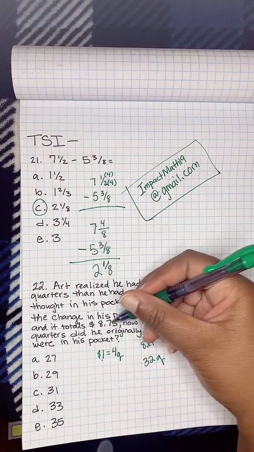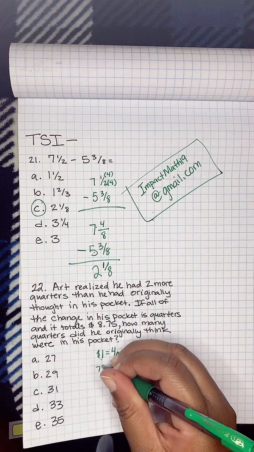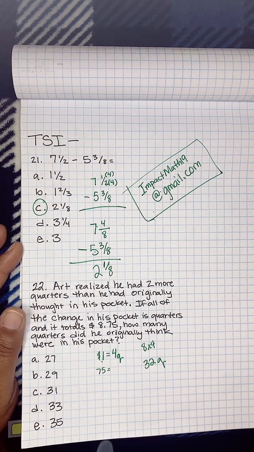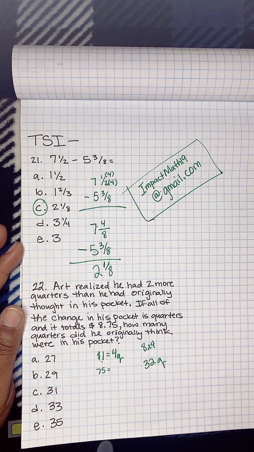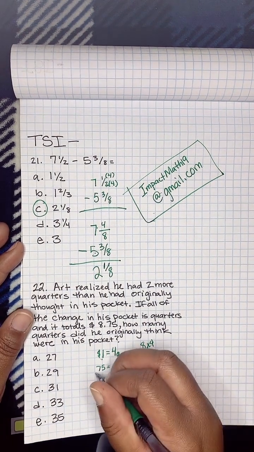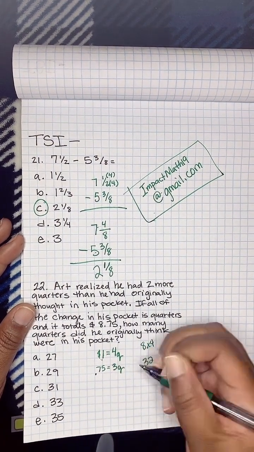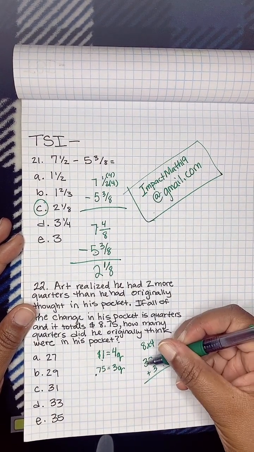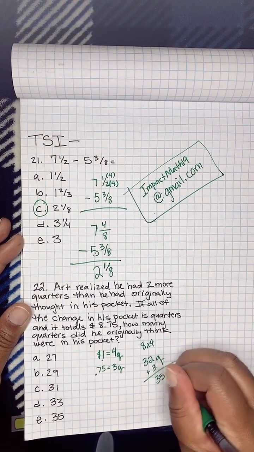But we also have this 75 cents. So how many quarters are in 75 cents? Three. Good. So we have 3 quarters. So now we have 32 plus 3. So we have 35 quarters.